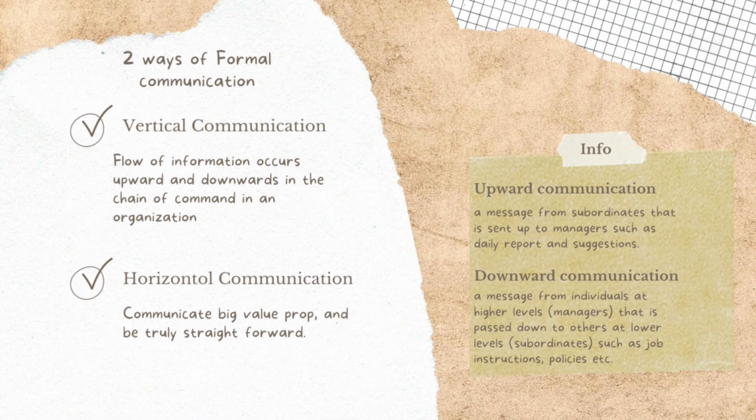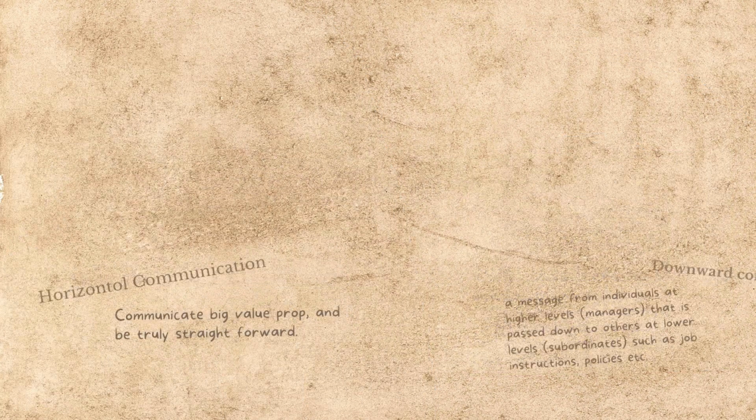Vertical communication. The flow of information occurs upward and downward in the chain of command in an organization. Horizontal communication. Upward communication is a message from subordinates that is sent up to managers, such as daily reports and suggestions. Downward communication is a message from individuals at higher levels, managers, that is passed down to those at lower levels, subordinates, such as job instructions, policies and etc.